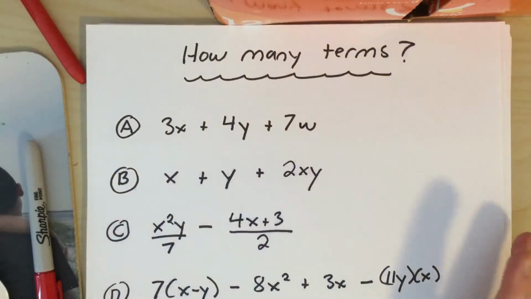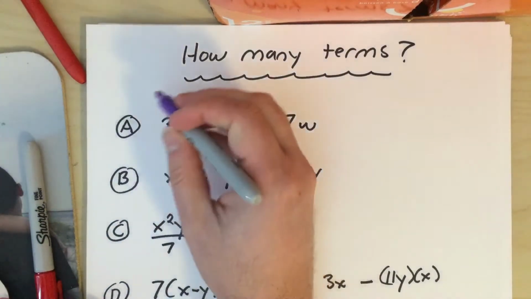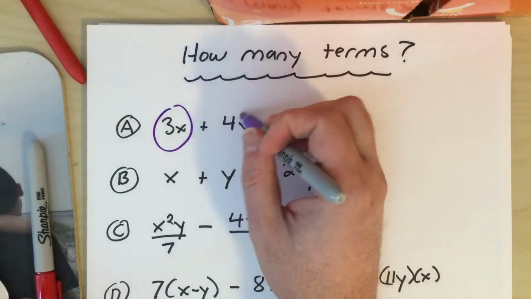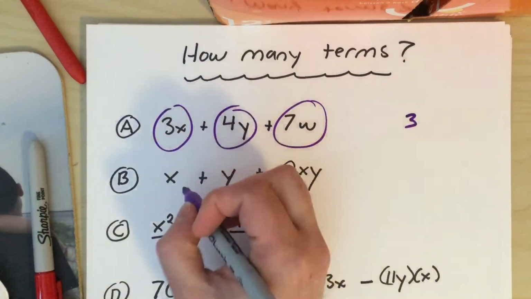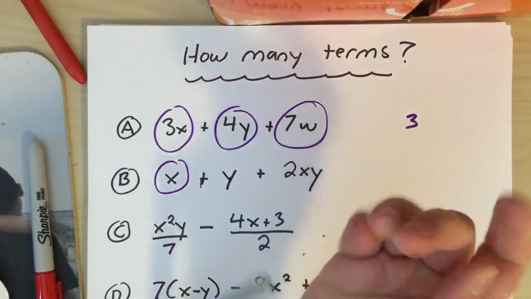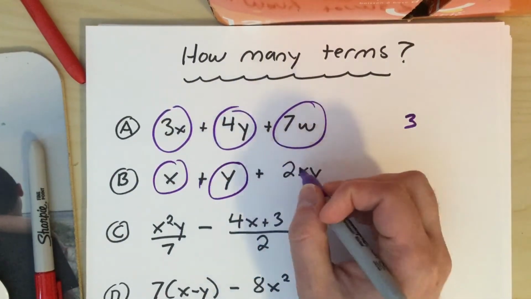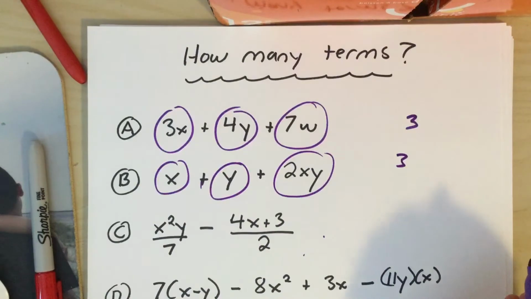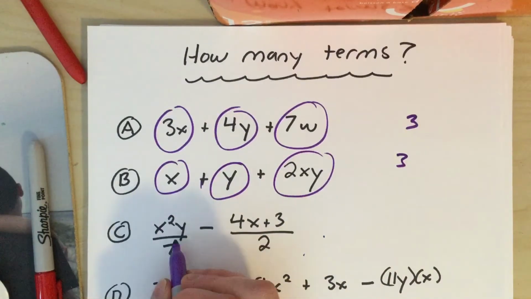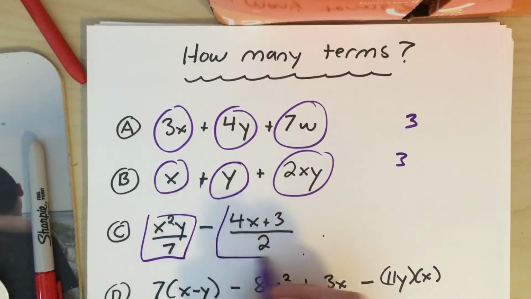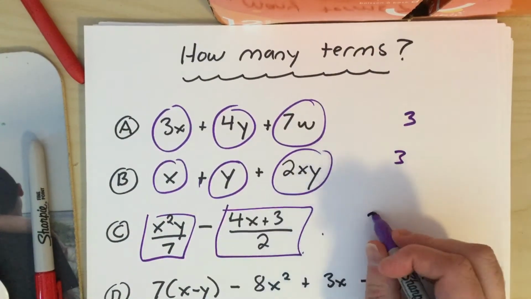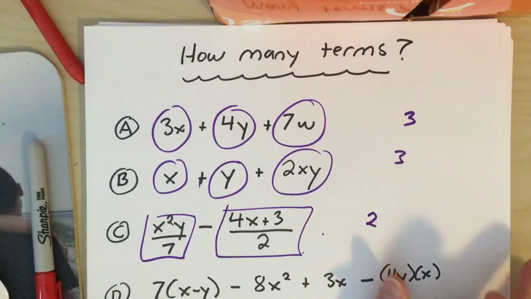So for example, how many terms do we have here? What we know is that this is a term, this is a term, and this is a term. So we have a total of 3 terms. This one over here, that's a term. There's an open plus or minus. This is a term, open plus or minus. That's a term, 3 terms. This thing here, x squared y over 7, all this is a term, minus. This thing is a term. This one only has 2 terms.